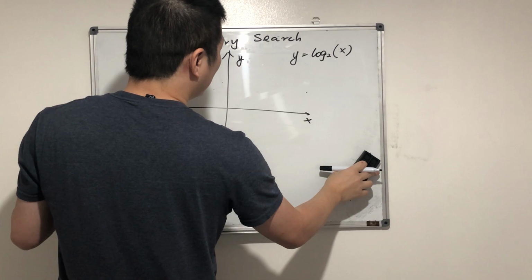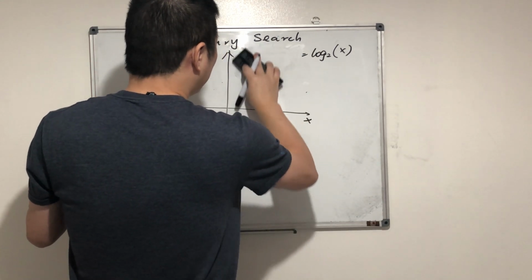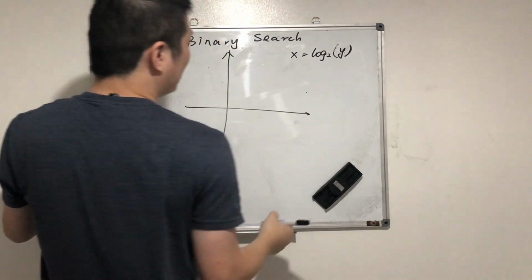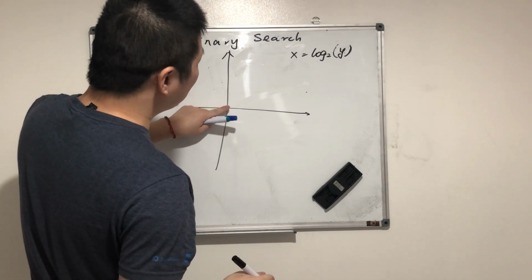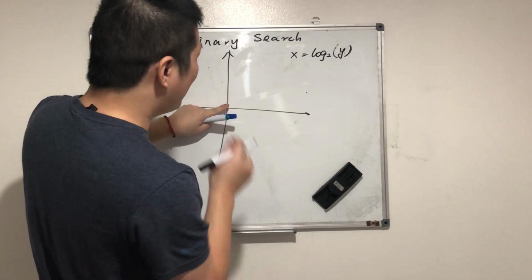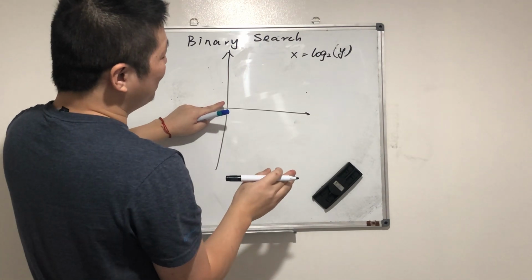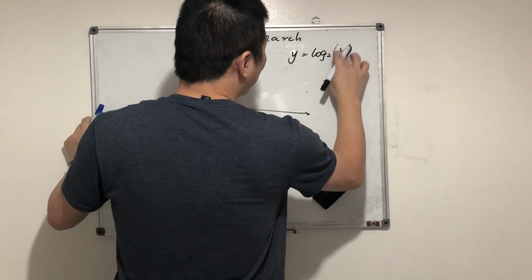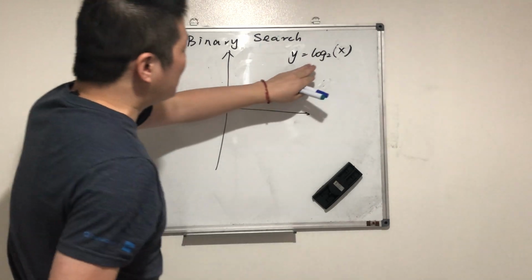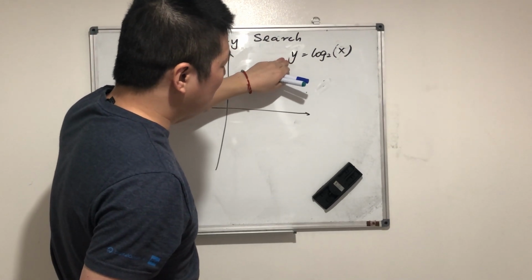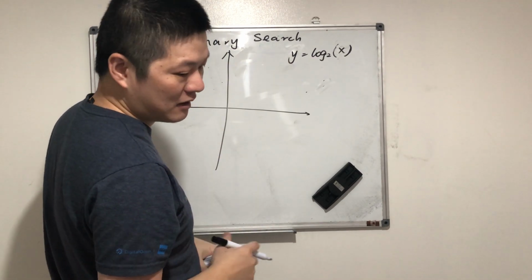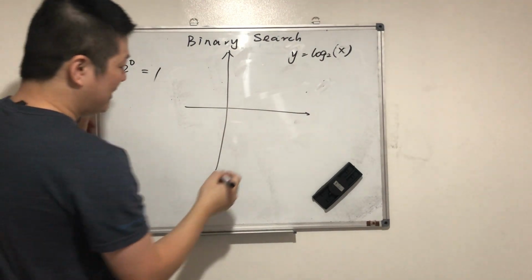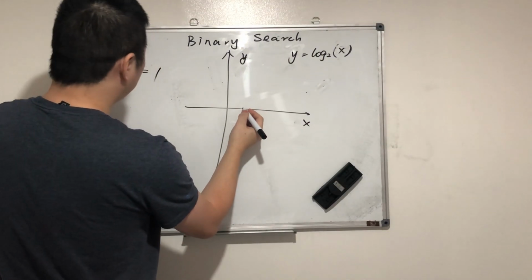Actually, this is the opposite. So x equals 2 to the power y. When y is 0, y can't be 0, right? 2 to the power of anything can't be 0, right? So I was right at the beginning. So 2 to the power of 0 is what? It's 1. So this is x, this is 1. 2 to the power of 0 is 1.